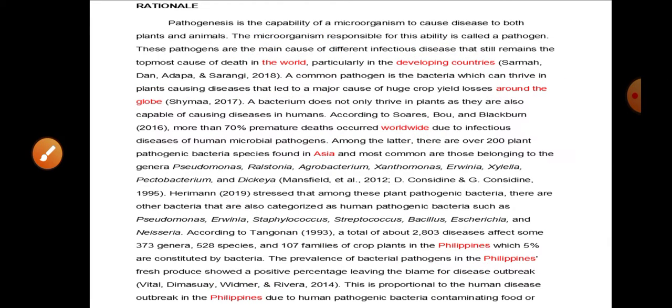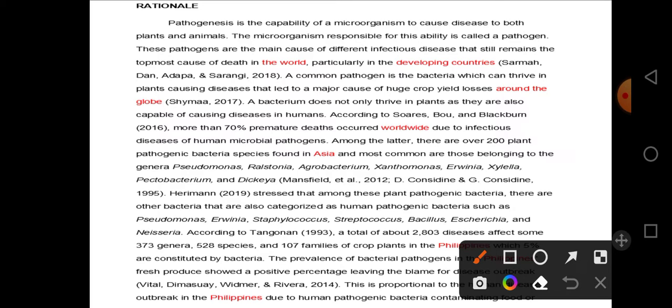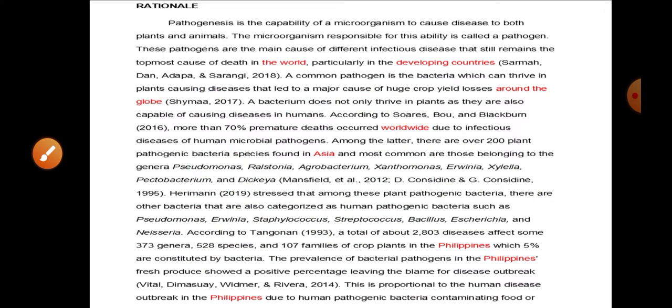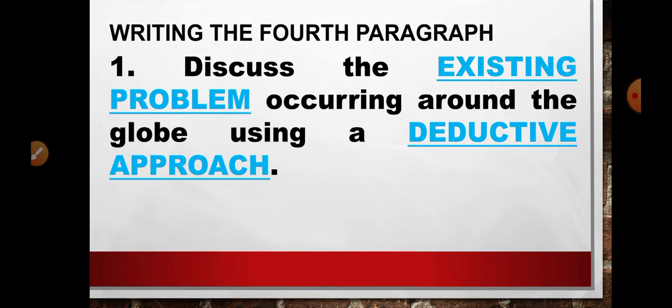Class, you are already familiar with this. We discussed the rationale from broad to specific. And what do you call this approach again? This is known as the deductive approach. So that will be the first guideline in writing the rationale, or the fourth paragraph of your background of the study. Discuss your existing problems occurring around the globe using a deductive approach. You must discuss your existing problems using a deductive approach.